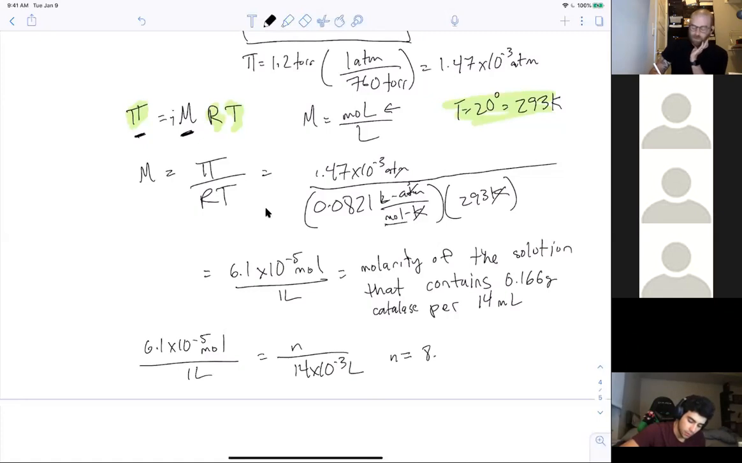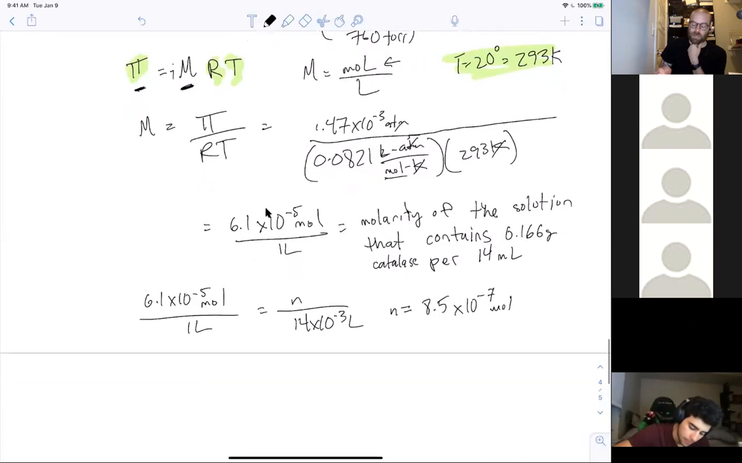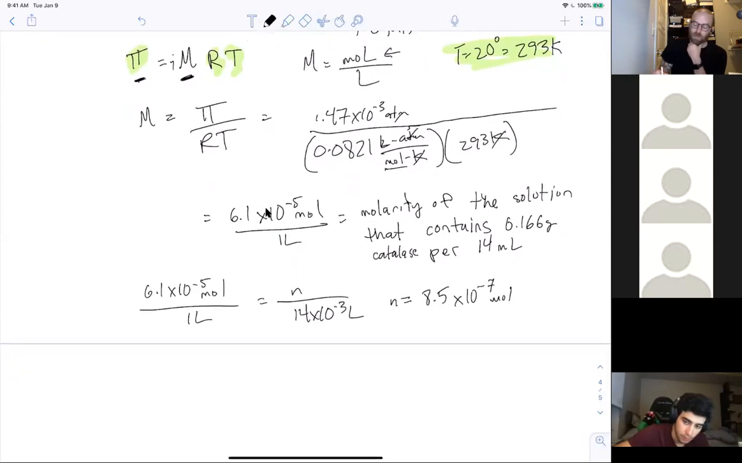It's hard. I look at these numbers and I don't have a good feel a lot of times for what they should be, but it makes sense at least that there's less moles in 14 milliliters than there are in a liter. So you expect this number to be smaller than this. That's about the best I can say in terms of checking your work as you go here.